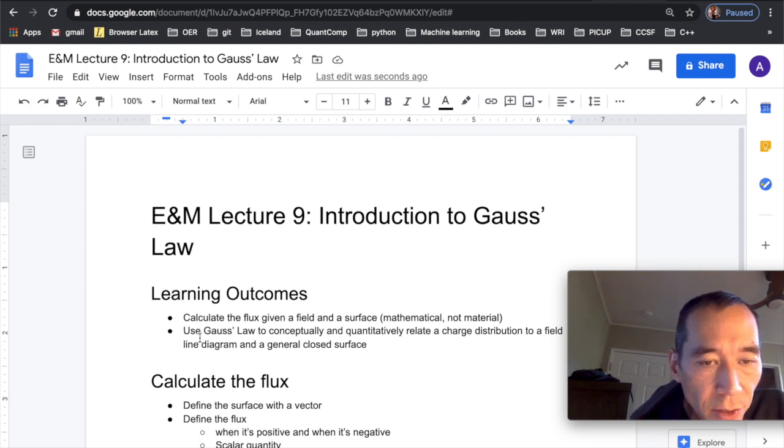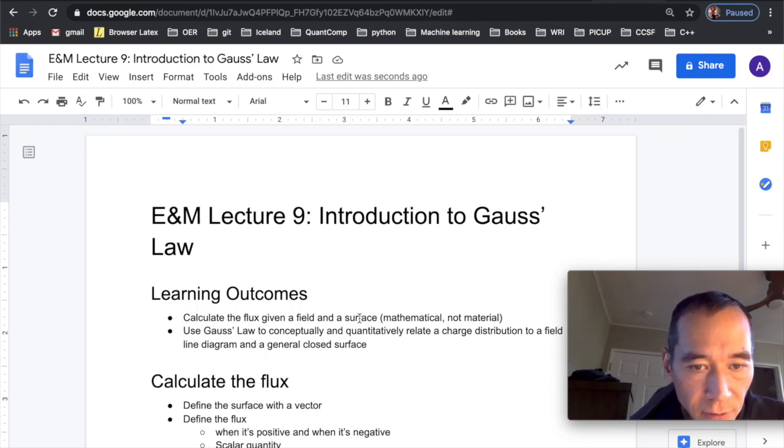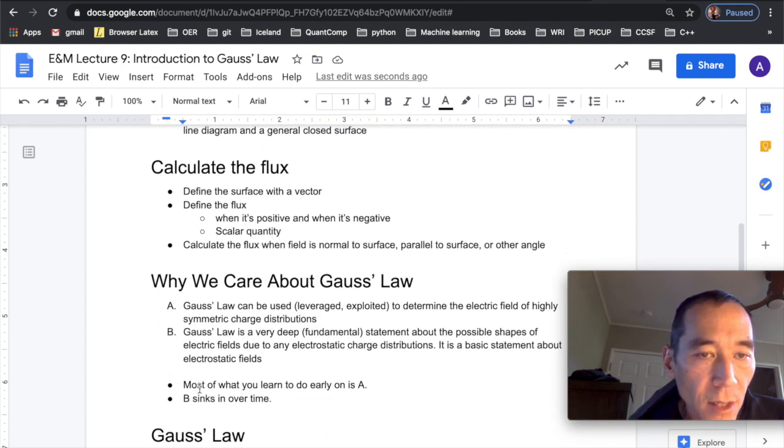And then the other learning outcome is, once you know how to calculate the flux, to be able to use Gauss's law to relate electric charge and how the electric charge is distributed to a field line diagram for the electric charge and a general closed surface. And this surface is the surface that you're going to learn how to calculate flux for.